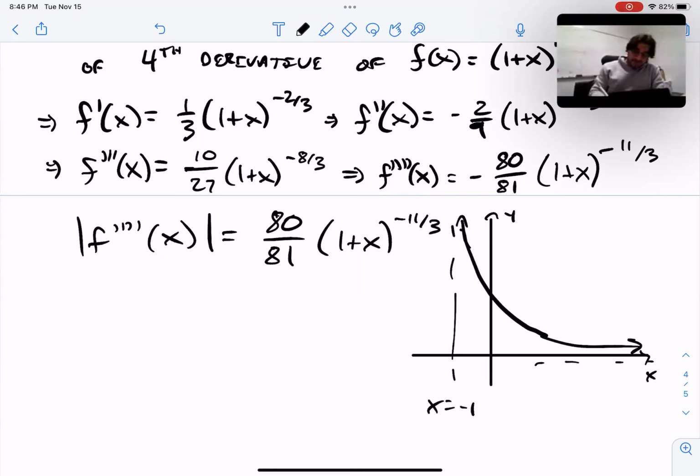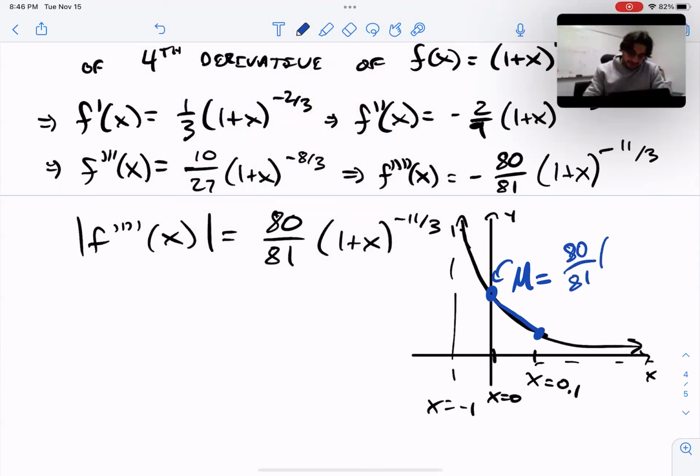And where do we want this? We want this from x equals 0 to x equals 0.1. That's where we want to analyze this function. So if I have x equals 0 and x equals 0.1, that means I'm looking at this interval. So what is M? M is going to be the height at the left-hand endpoint. So it's going to be 80 over 81 times 1 plus 0 to the negative 11/3, because that's where this fourth derivative is the biggest, at the left-hand endpoint.